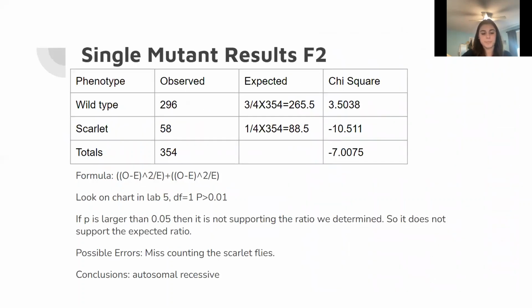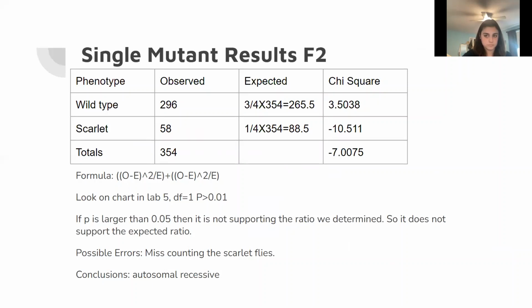So on this table, on the slide, it shows the results of the 2 phenotypes. The observed value is the number of the flies counted for each phenotype. The expected value was calculated by multiplying the expected ratio by the total number of flies. Then the chi-square analysis value was calculated from the formula found underneath the table.